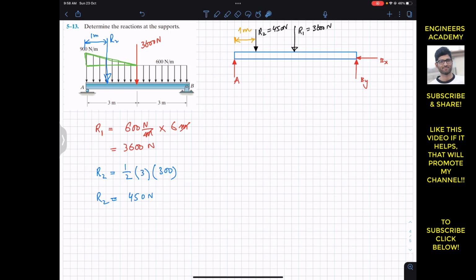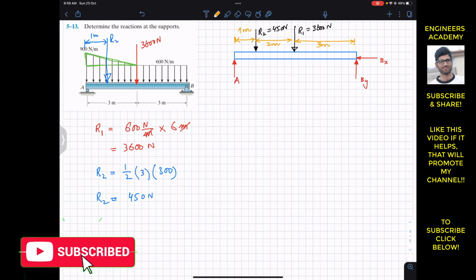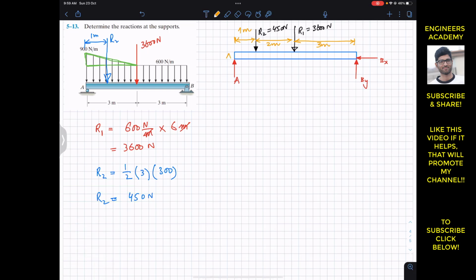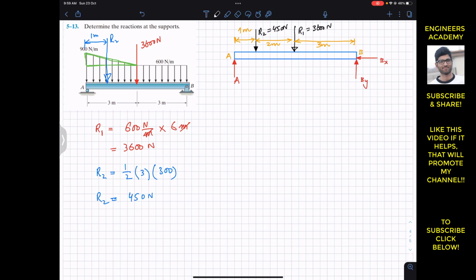And this R1 is at a distance of 3 meters. Or we can say that if from this end this is 3 meters, then from R2 this is 2 meters. So let me show that this is at a distance of 2 meters, and from this end this is at a distance of 3 meters. So now here we have that point A and here we have that point B. Now we are asked to find the reactions Ax, Bx and By.